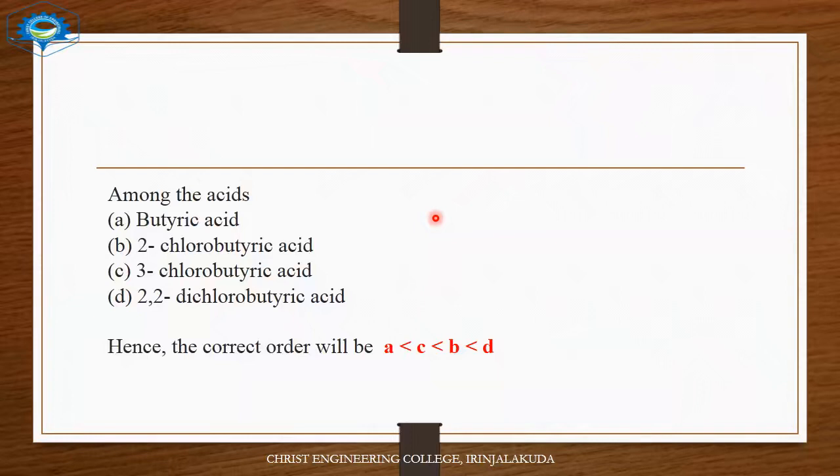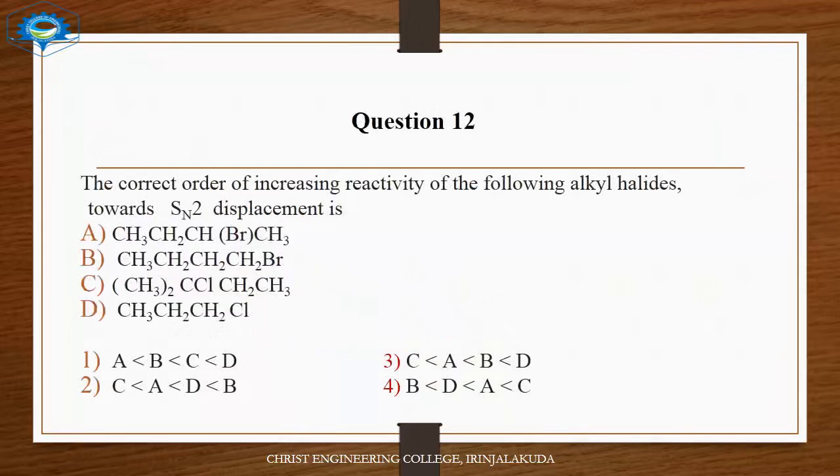Check the presence of electron withdrawing group. Find the number of electron withdrawing groups. If it is high, then the acid will be stronger. And the position of the electron withdrawing group: if it is near to COOH, then that acid will be stronger. So compare all three conditions. Question number 12: our answer is A is less than C, less than B, less than D.